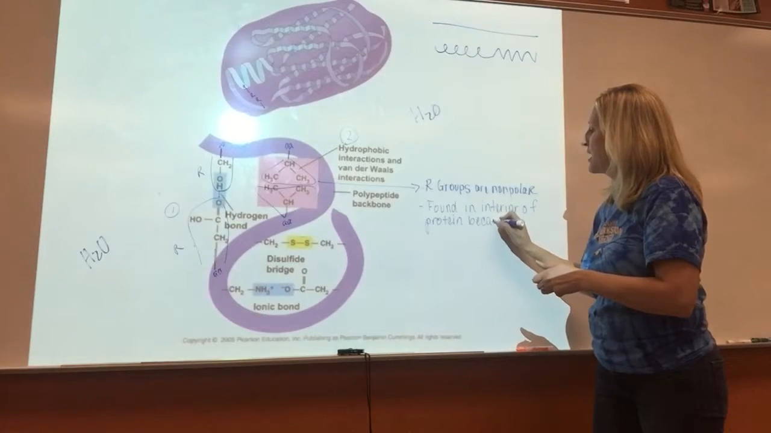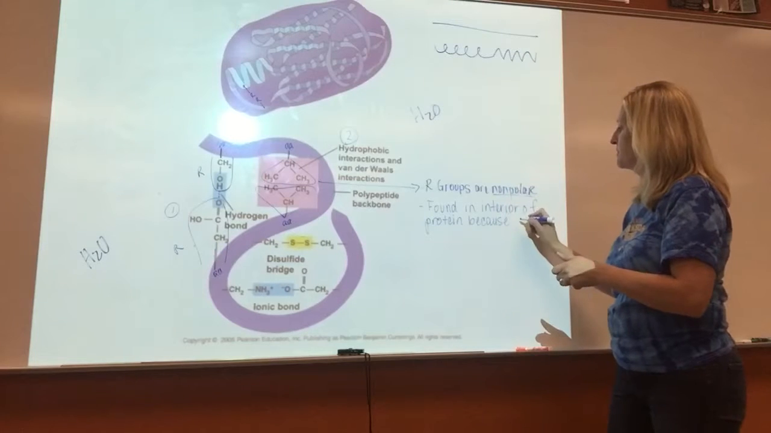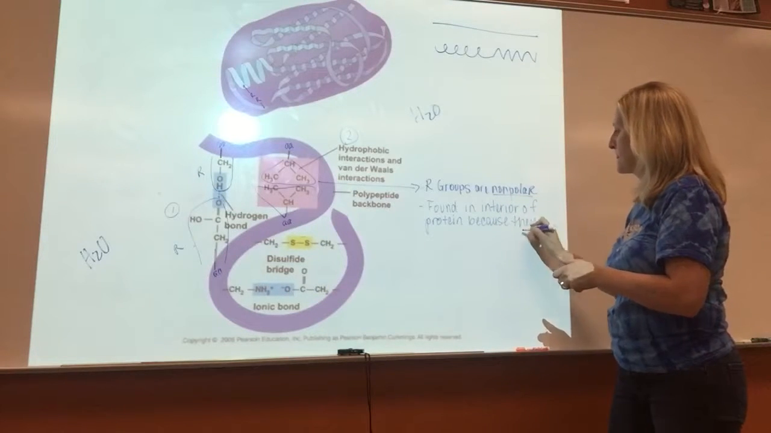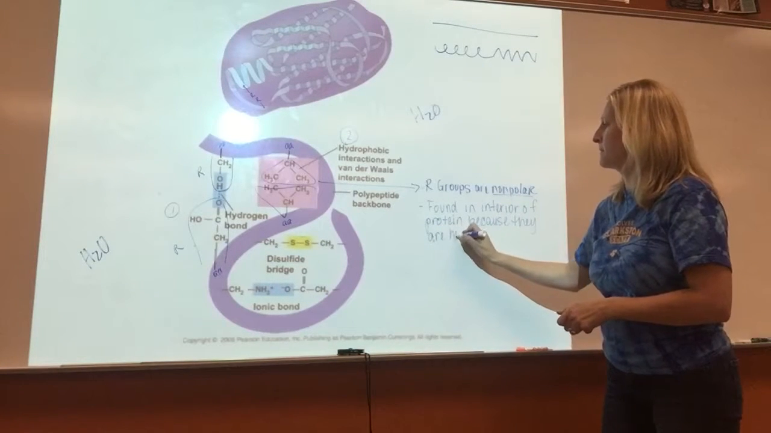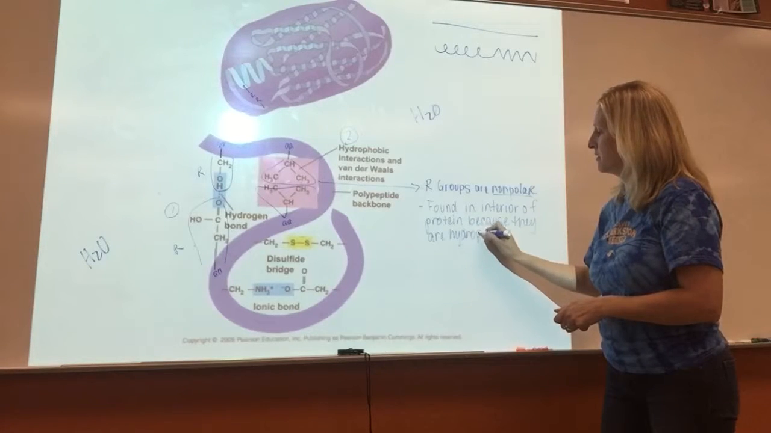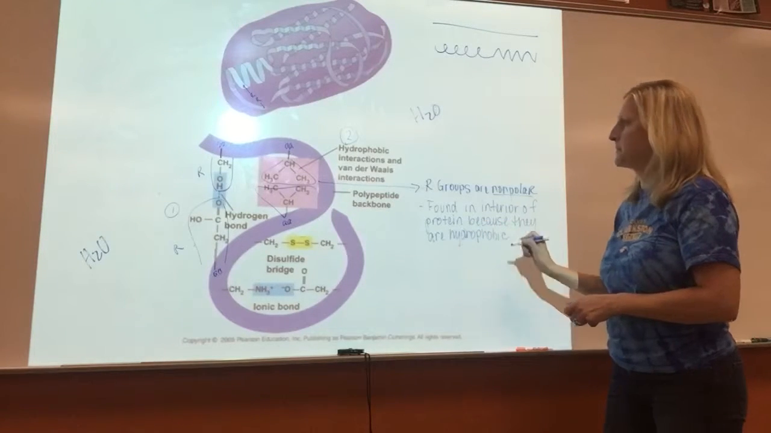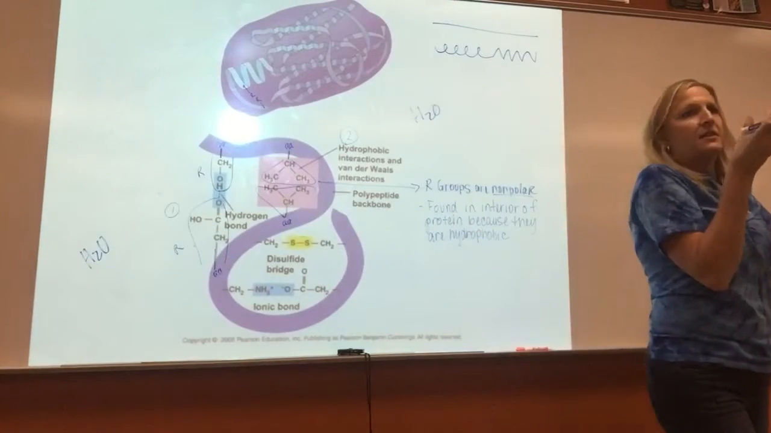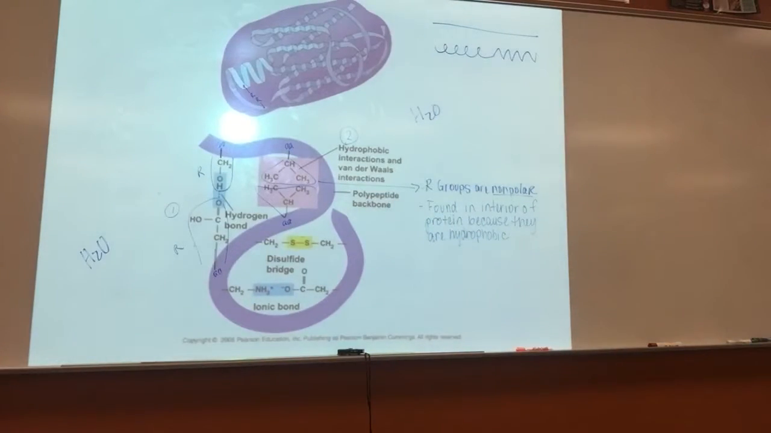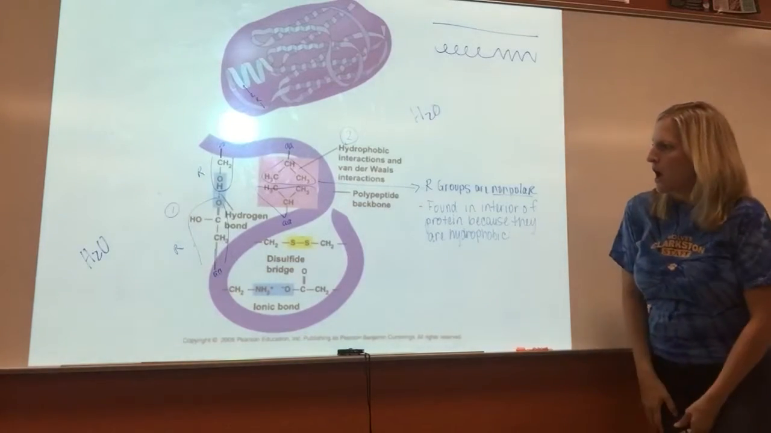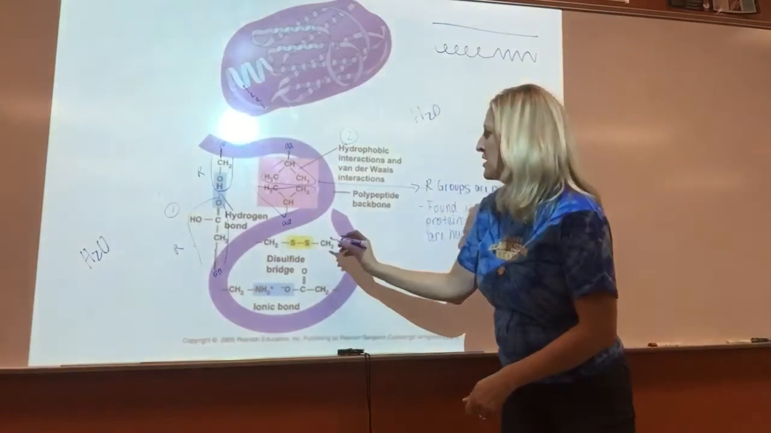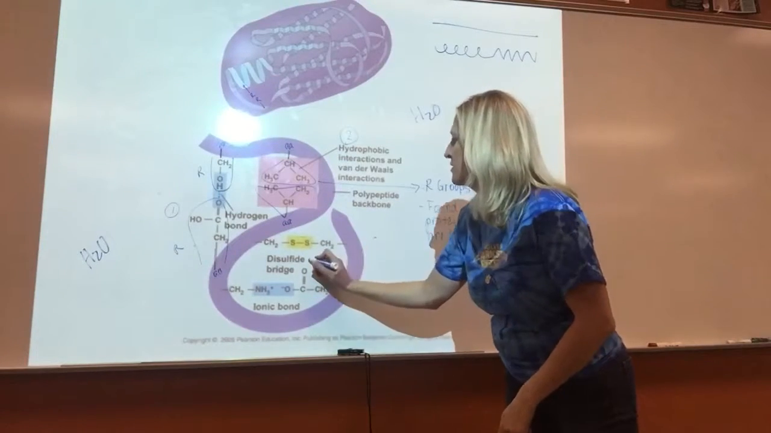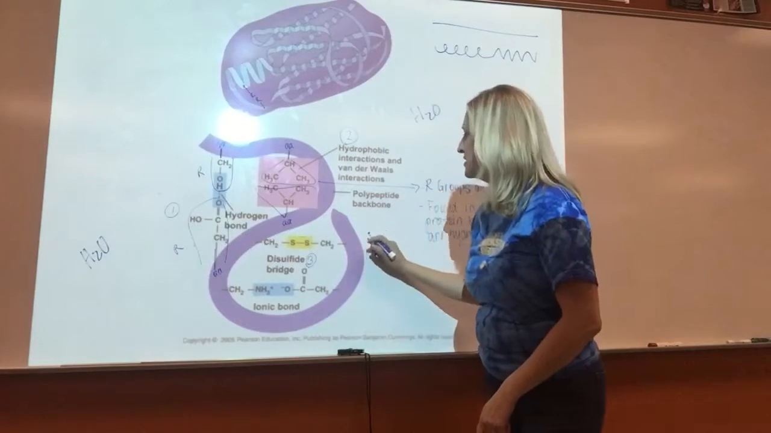And why? Because they're hydrophobic. They're nonpolar. So these guys aren't bonded to one another. They just orient themselves away from the water. A third type of interaction between the R groups, this is the third one, the disulfide bridges.